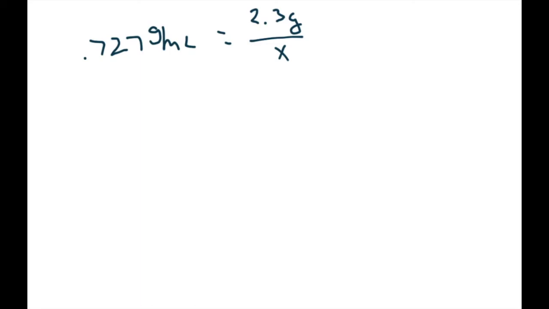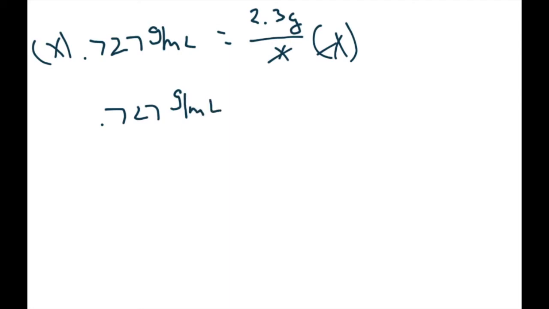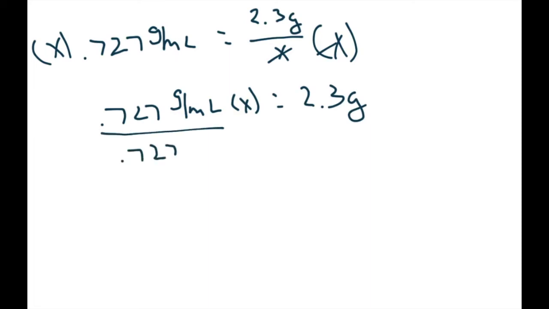Here we're going to hit them with some algebra, right? Multiply both sides by X, right? Boom. You get 0.727 grams per mL times X equals 2.3 grams. Divide both sides by 0.727 grams per mL.